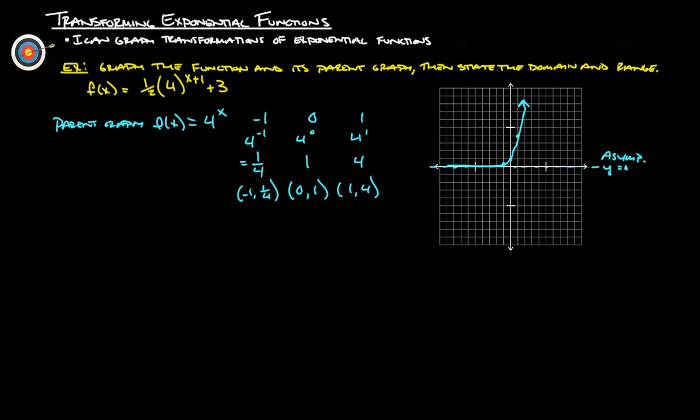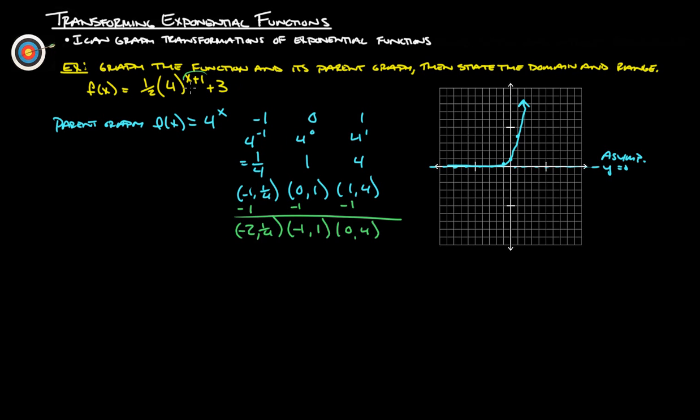So now what we're going to do is all the transformations from our parent graph. Okay, so since it's with the x, we do the opposite. So -1 plus 1 is 1. So we're going to subtract 1 from all of those x's. So -1 and -1 is -2. 1/4 stays the same. 0 minus 1 is -1. And that's 1 for the y. And 1 minus 1 is 0. And that's still 4.